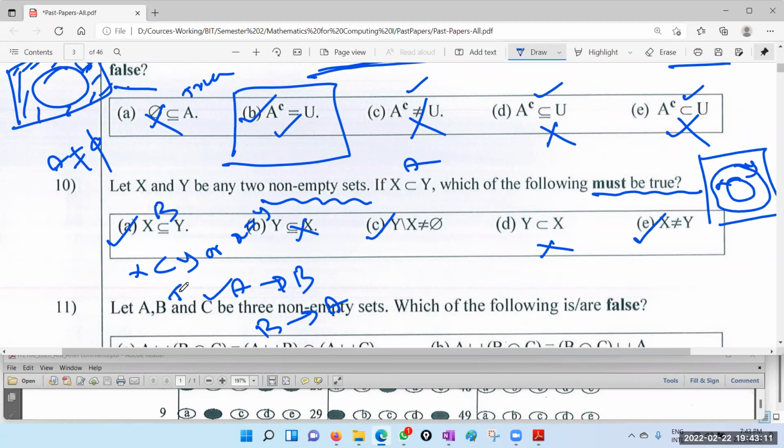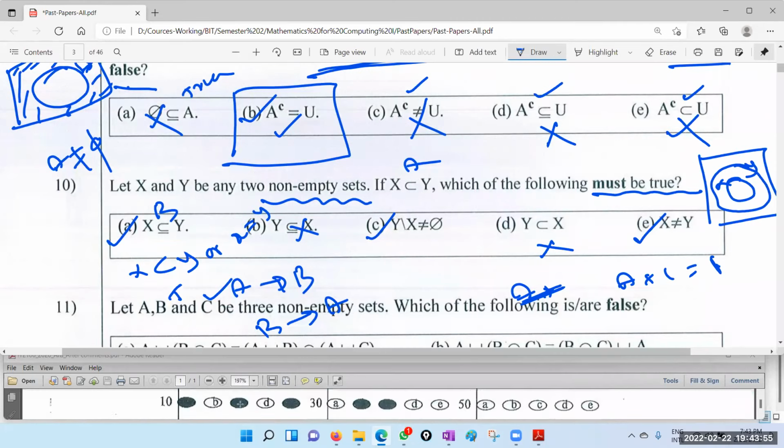So therefore this is only true. True or anything is true. Right. So true or... remember A plus 1 is 1. Right? A plus 1 is 1. So therefore this is true, because X is a subset of Y means X is a proper subset of Y or X equal Y. So when this is true, because it is given, true or anything is true. So therefore this must be true. Okay. So the answer must be A, C, E.